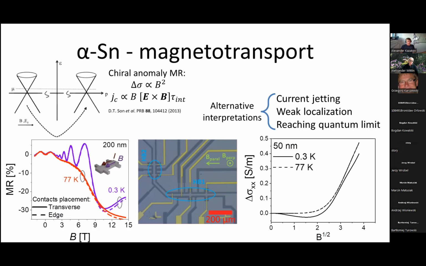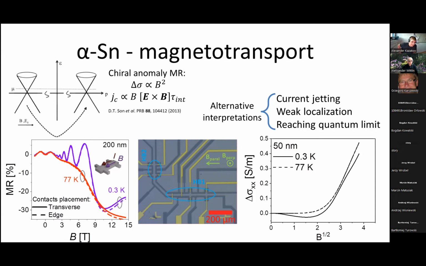So there are other effects which can lead to the negative magnetic resistance. The most common ones we considered are current jetting, weak localization, or the quantum limit. The last one is clearly not the case. The quantum limit we did not reach at any field, because we can see that quantum oscillations persist in the whole range of the fields, which means that we do not achieve the lowest Landau level.